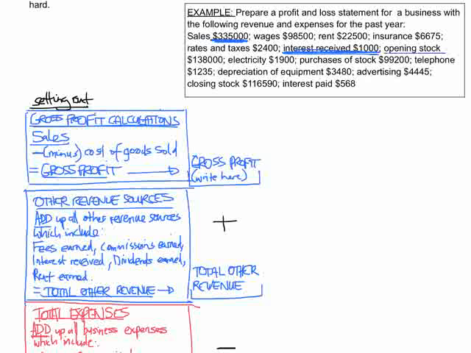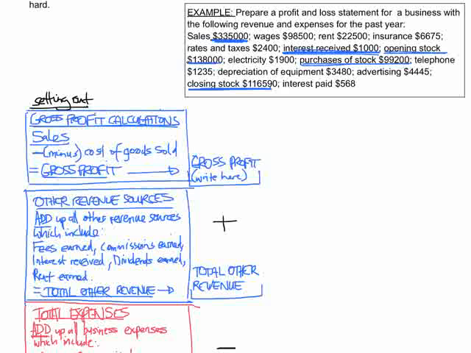Opening stock is used to calculate the cost of goods sold. So that goes under blue. Purchase of stock is also used to calculate cost of goods sold. And closing stock is another element that goes to calculating the cost of goods sold, because we're trying to take that away from the sales. So we can start our calculations now.